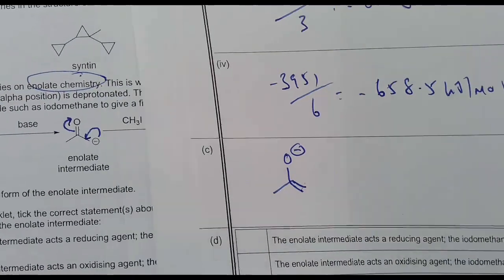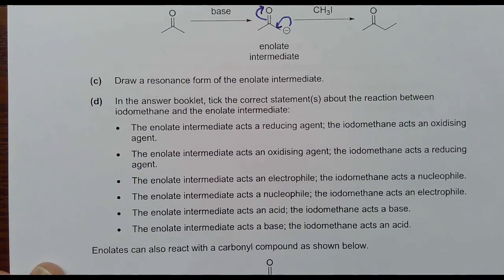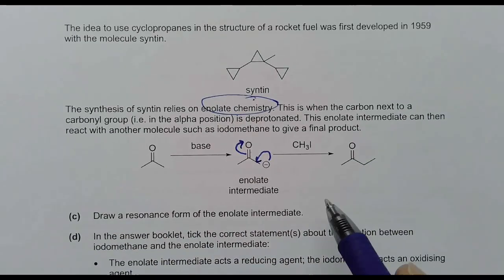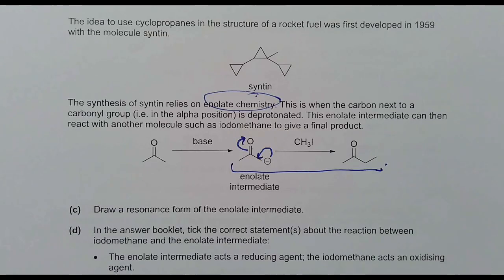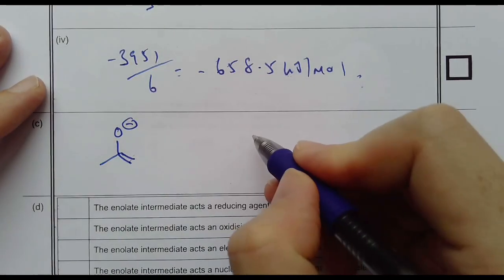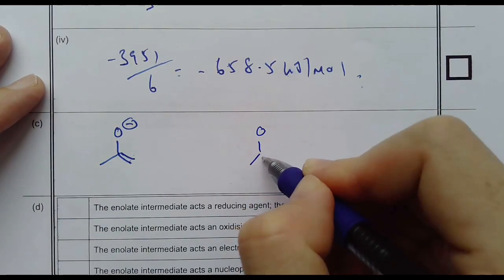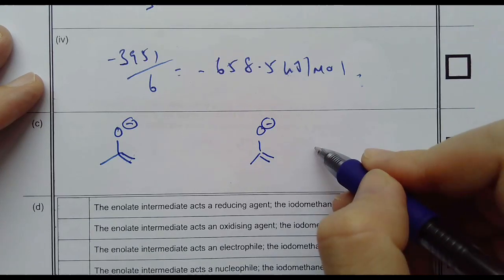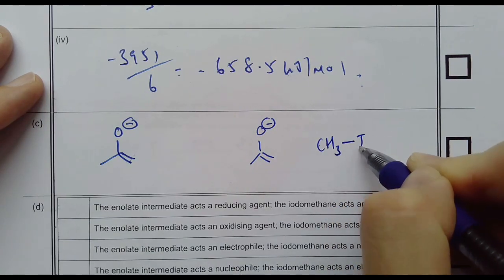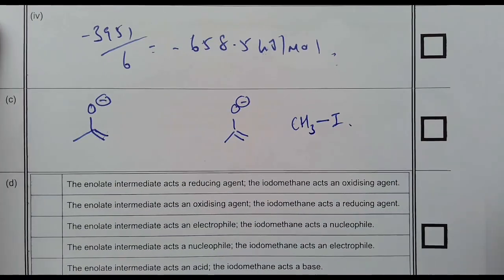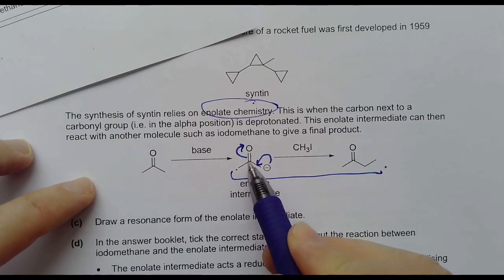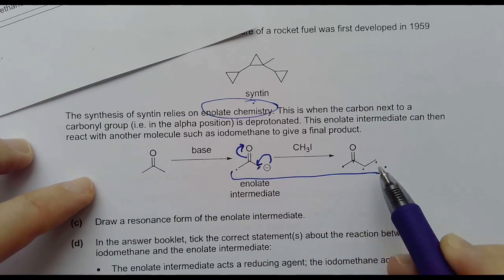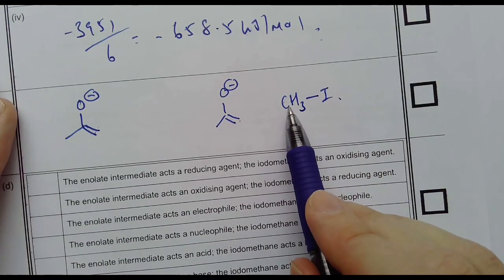All right. Then, in the answer booklet, tick the correct statement about the reaction between iodomethane and the enolate intermediate. So this step here. Right, well, it's kind of difficult to answer this question without knowing a little bit about how the reaction works. So if I just redraw my thing here, and then I've got CH3I, I'm basically going to add this methyl onto this here. You can see the carbon chain gets longer. Here I've got 1, 2, 3 carbons in my carbon chain. Here I've got 1, 2, 3, 4 carbons in my carbon chain. So I'm just going to add this methyl group onto here.